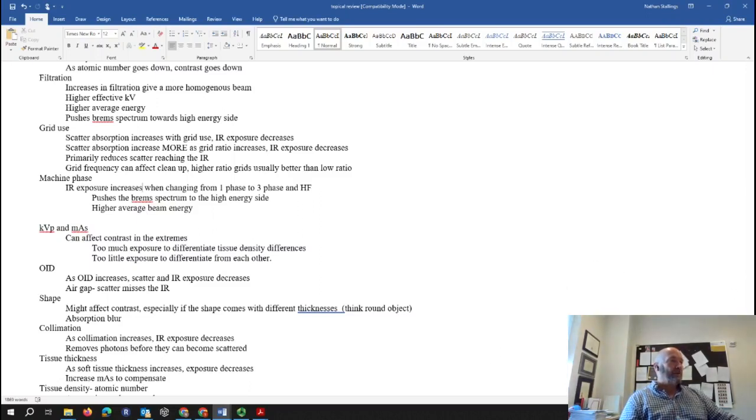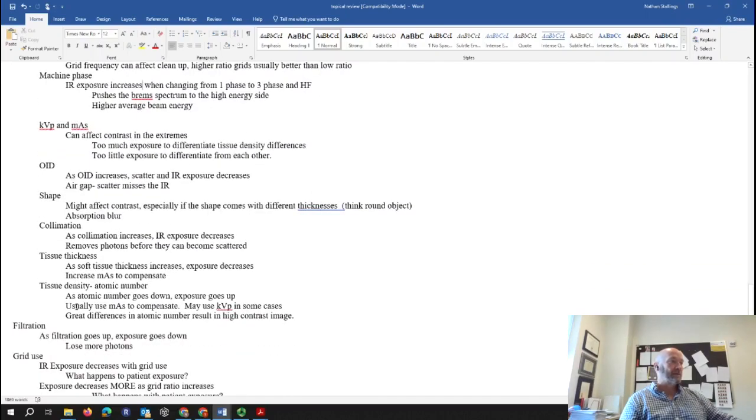All right, so shape, we already talked about that in this video, and that would be that it may affect contrast, especially if you have a round object because of your absorption blur. Collimation, we already talked about. Tissue thickness, we already talked about. Tissue density. As atomic number goes up, exposure goes down. So as thickness goes up, image receptor exposure goes down.